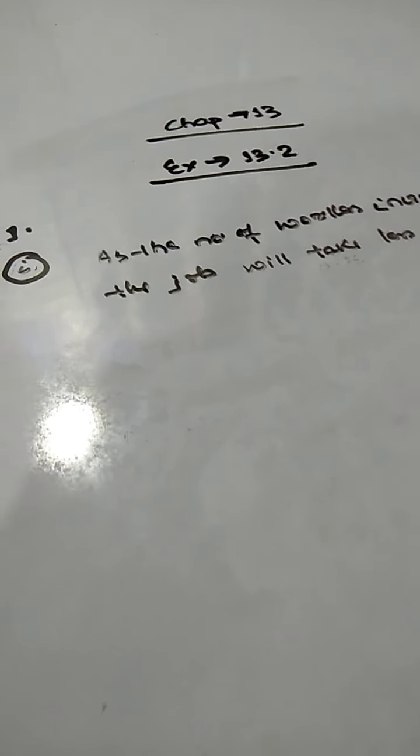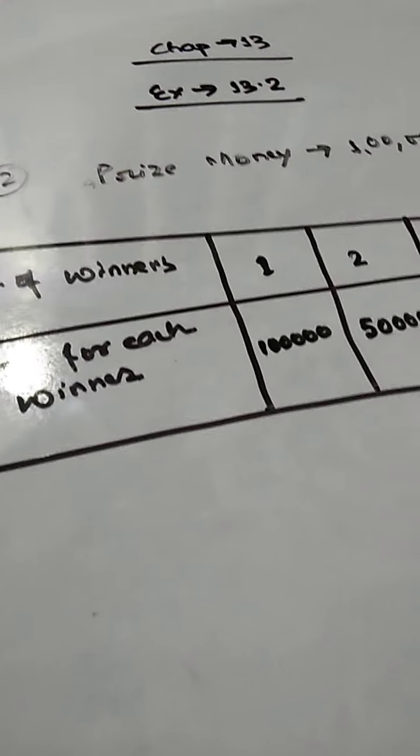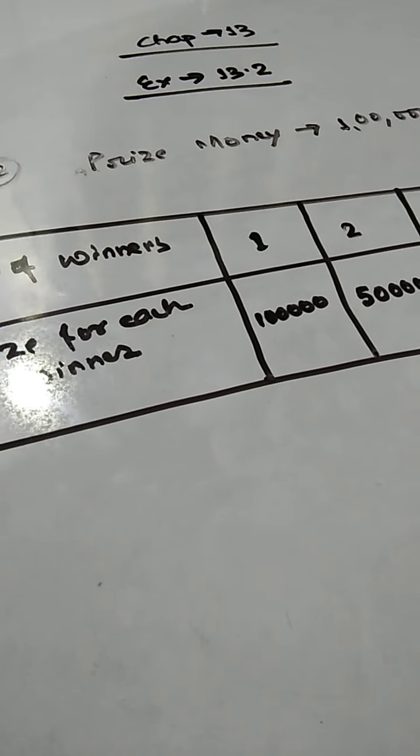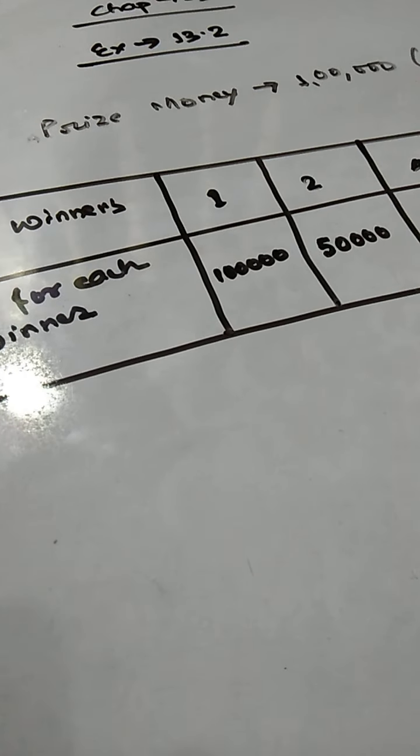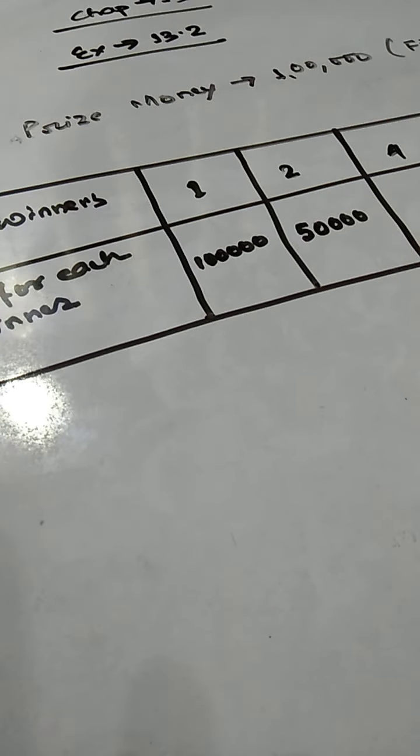So I hope you have understood question number 1. So let's move on to sum number 2. Now this is question number 2. In a television game, the prize money of rupees 1 lakh is to be divided equally among the winners. Complete the following table and find whether the prize money given to an individual winner is directly or inversely proportional to the number of winners.